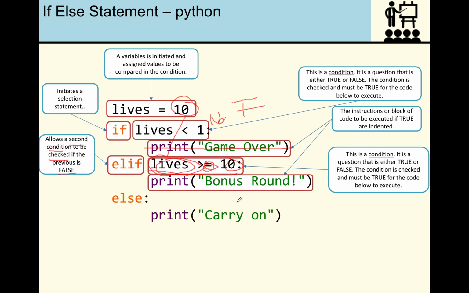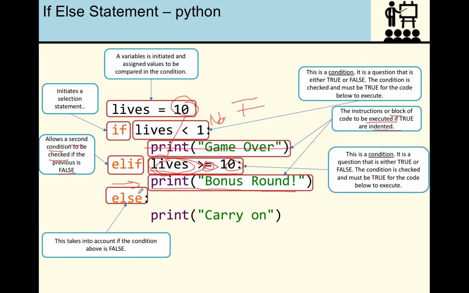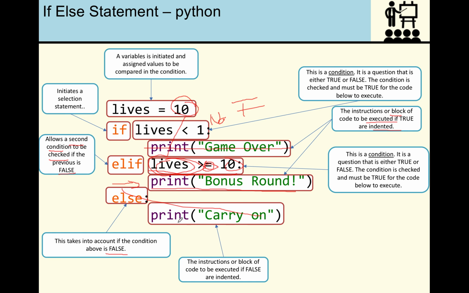So the instructional block of code to be executed is indented. Again, under my ELIF statement, I've indented this, and I'm going to print bonus round. Because this is true, I don't need to take into account my else, because it takes into account if it's false. This was true, so I ignore this, I print bonus round, and I carry on with the rest of my program.